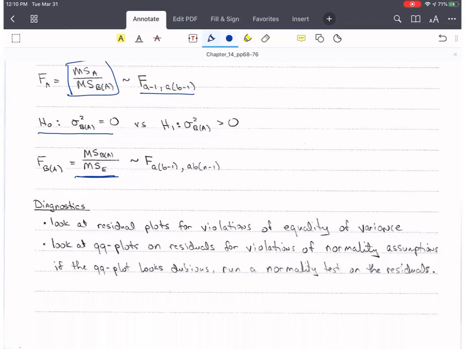For diagnostics, we're going to do the same type of diagnostics that we would do in the one-way ANOVA.